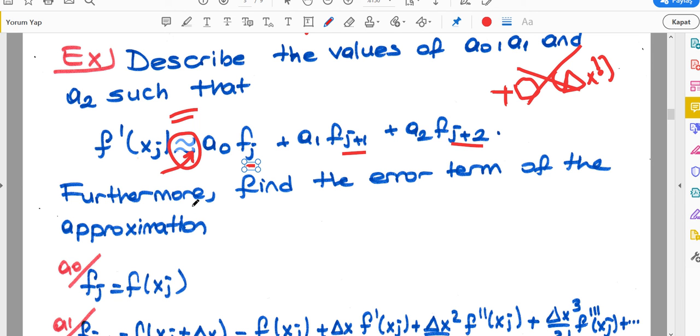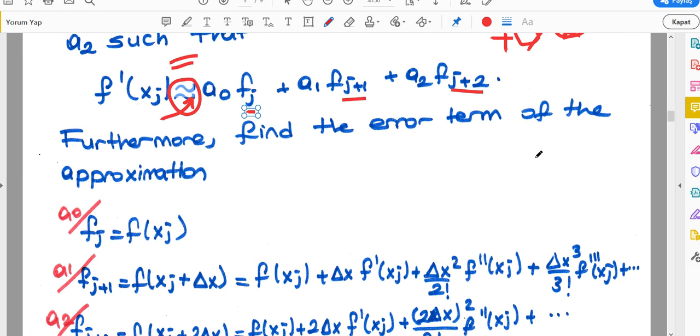Furthermore, find the error term of the approximation. To do this, again we use the same procedure. What is the procedure here? Using Taylor series. Just use the Taylor series. When we write f sub j, it denotes f at x sub j.